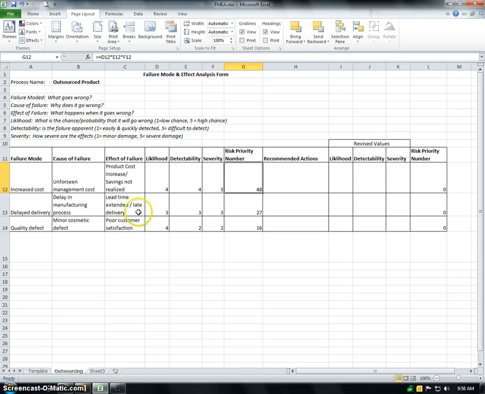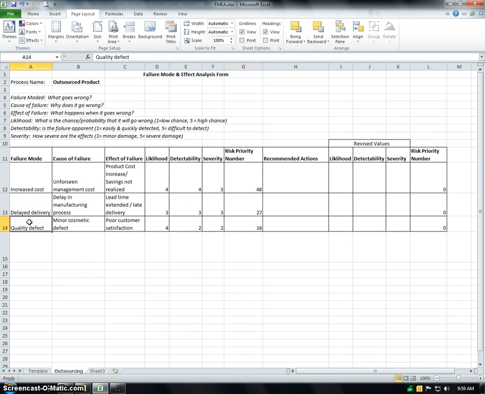You'd have late deliveries. Likelihood was a 3, so a little less likely than the unforeseen management costs. The detectability was a 3, so they felt like they would be able to see this happening, a delay in the manufacturing process. They would have a little better chance to know what was happening right when the delay was going to happen. Severity was about the same, a 3. Again, multiply the likelihood, detectability, and severity together to get a risk priority number.